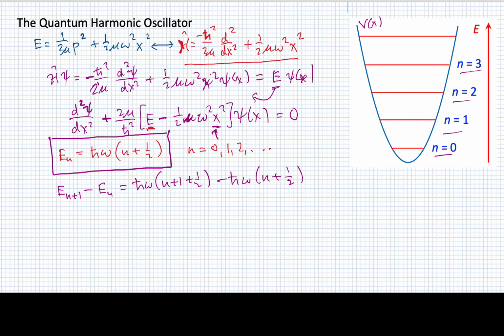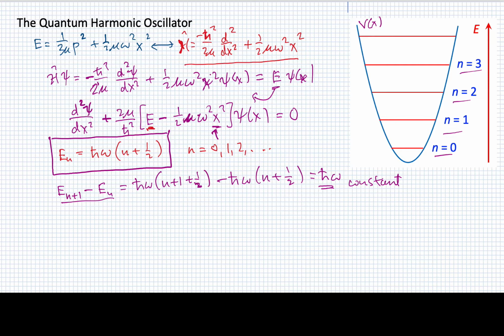Well, I think it's pretty easy to see that the h bar omega times n plus 1/2 in both of these terms vanishes, and the one thing that's left is h bar omega. And you'll notice that this does not depend upon the number n at all. It is a constant, which tells us that for any two consecutive, or successive, energy levels in the harmonic oscillator, the spacing between them is going to be constant.